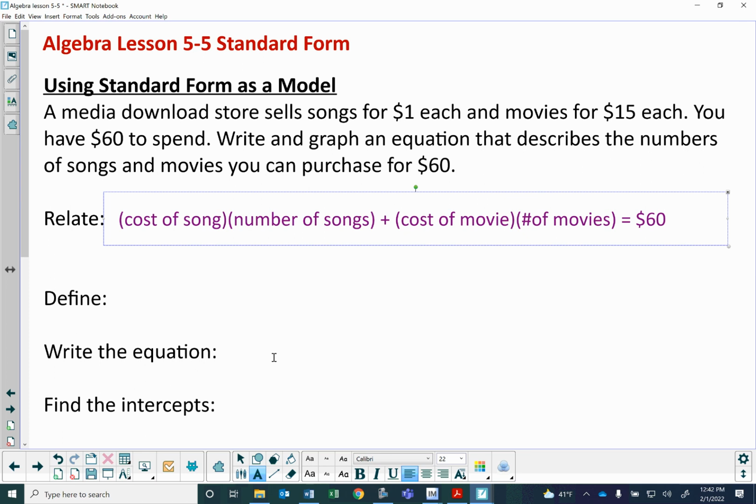Okay, the cost of the songs times the number of songs, and the cost of my movie times the number of movies I download cannot exceed $60 because I only have $60 to spend. Okay, so I need to define some variables now. So I'm going to define some variables here as well.